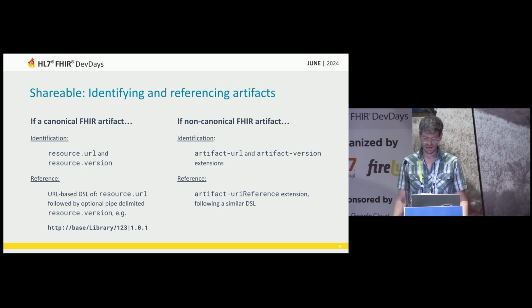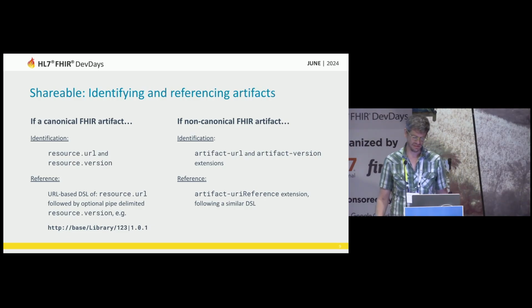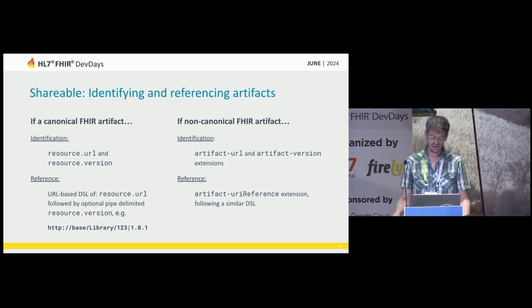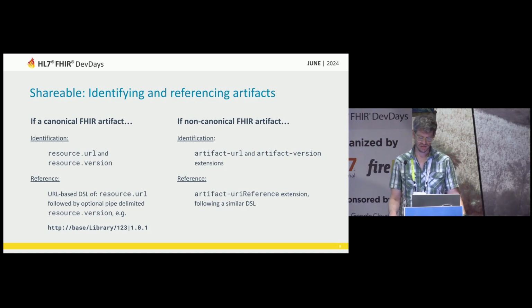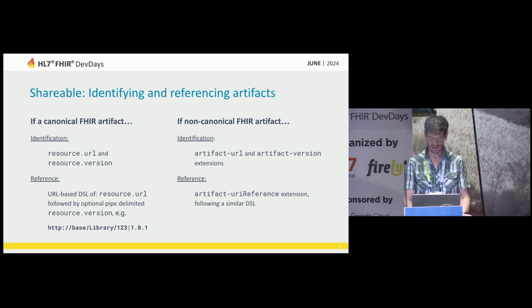So in the case of a non-canonical FHIR artifact, we have some extensions that are in like the HL7 extension pack that we use. So URL and version, the analogies are the extension artifact URL, artifact version, and then for the reference we use the extension artifact URI reference, and it uses that same similar DSL where you can have that pipe character in it.